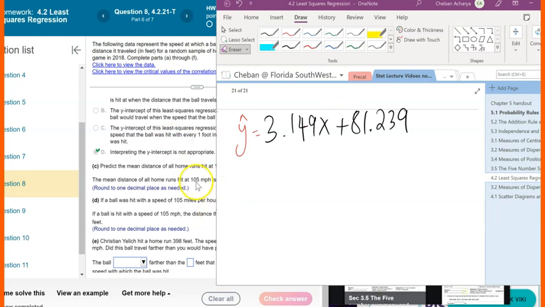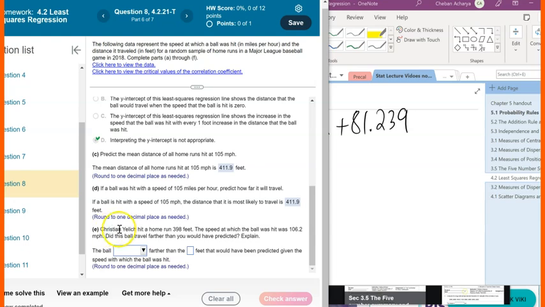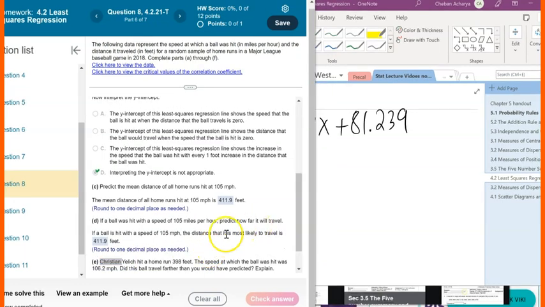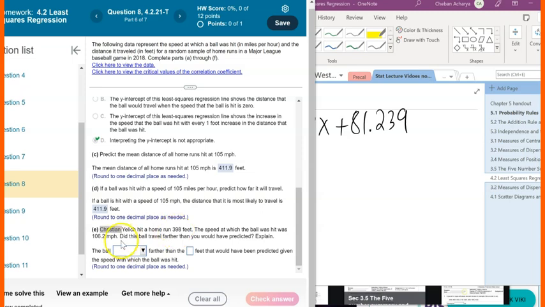Alright, part D. Christian Yelich hit a home run of 398 feet. That's the distance the ball traveled when Christian hit the ball, and the speed of the ball was 106.2 miles per hour. Remember that this is the exact observed value for this speed.